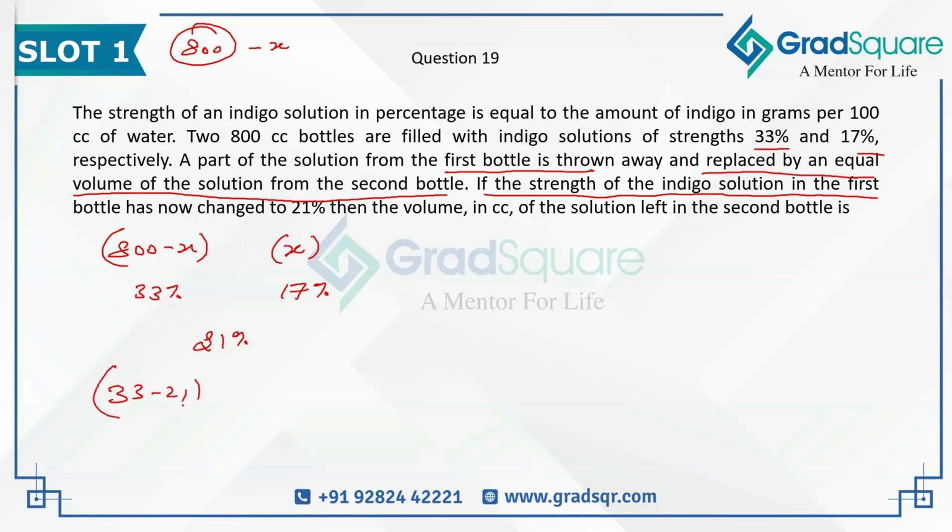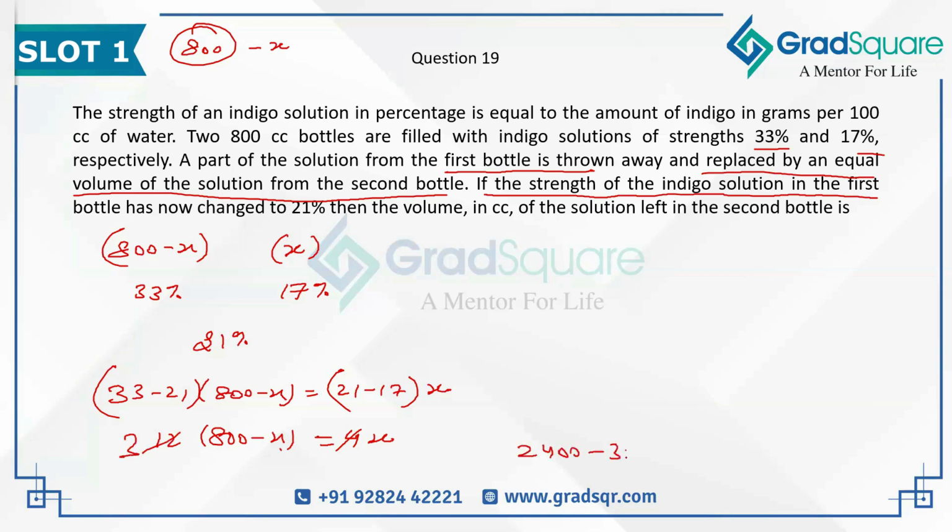33 minus 21 multiplied by 800 minus x must be equal to 21 minus 17 multiplied by x. This should give you the value of x. This becomes a 4x over here. This becomes a 12, so this will become 12 times 800 minus x. So 4 3s are 12. Then it is going to be 2400 minus 3x is equal to x. So 2400 will turn out to be equal to 4x. That means x will turn out to be equal to 600.